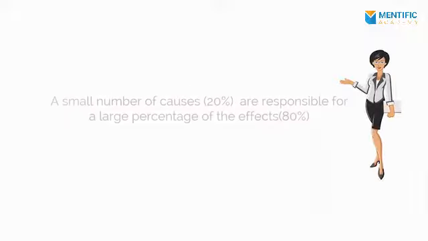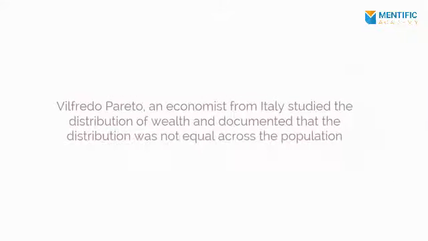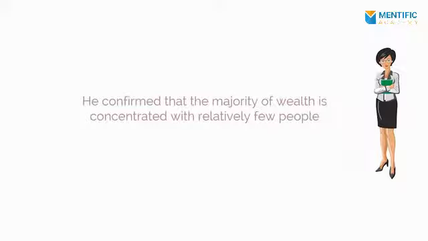with minimum resources. The Pareto diagram is based on the Pareto principle, also known as the 80-20 rule, which states that a small number of causes, 20%, are responsible for a large percentage of the effects, 80%. The Pareto diagram is named after Vilfredo Pareto, an economist from Italy. Pareto studied the distribution of wealth and documented that the distribution was not equal across the population. He confirmed with data that the majority of wealth is concentrated with relatively few people.